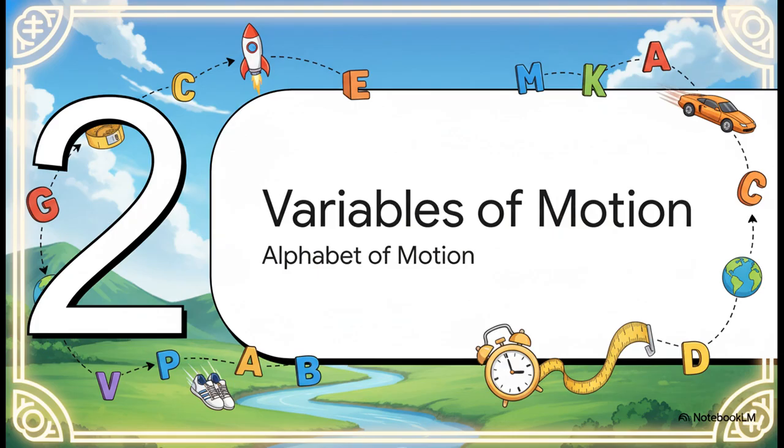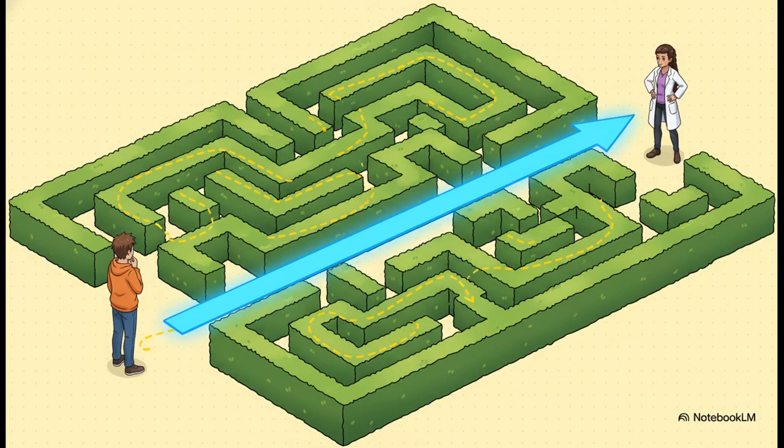Moving on to Section 2, the 6 motion variables. Think of this as the alphabet of motion. Let's look at our first pair of variables, distance versus displacement. Now, in everyday conversation, we use these words pretty interchangeably, right? But in physics, they are fundamentally different.